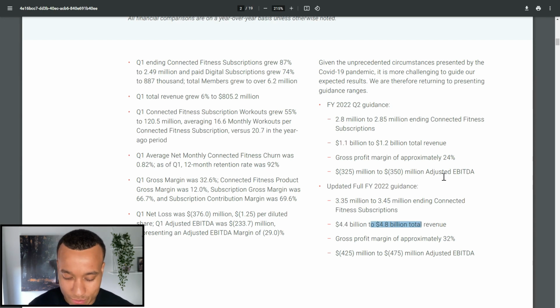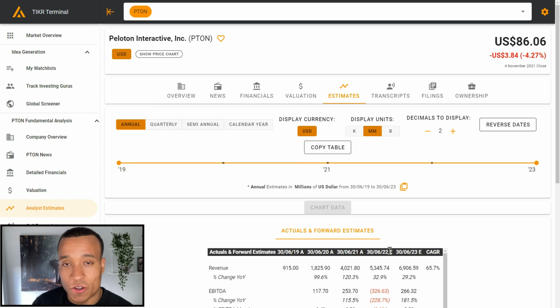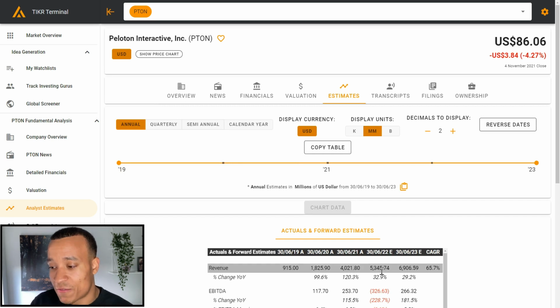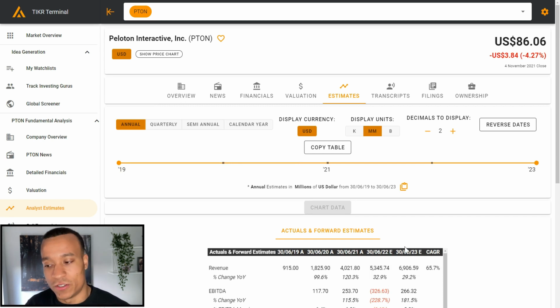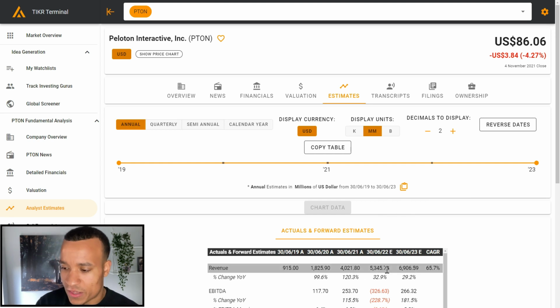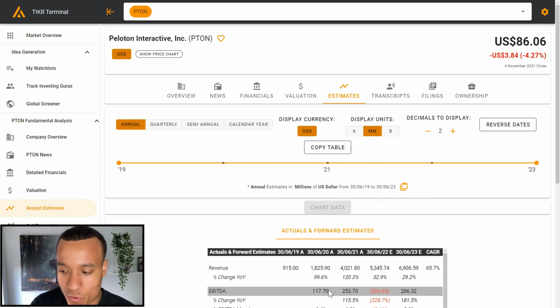Now, what were we expecting before? If we flick across to the consensus estimates, we're expecting $5.35 billion. So let's call that $5.4 billion. In effect, they've reduced their estimated revenue forecast by $1 billion, or around 20%. So that is a huge decline. And that would mean that the business is growing at around 10% on the 2021 numbers.